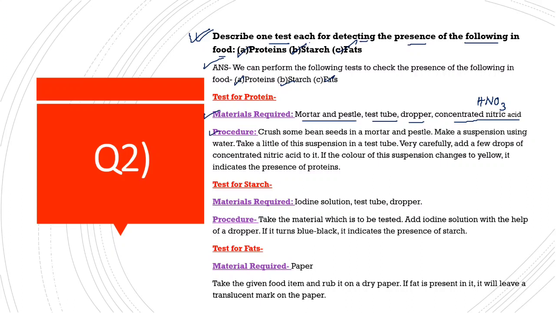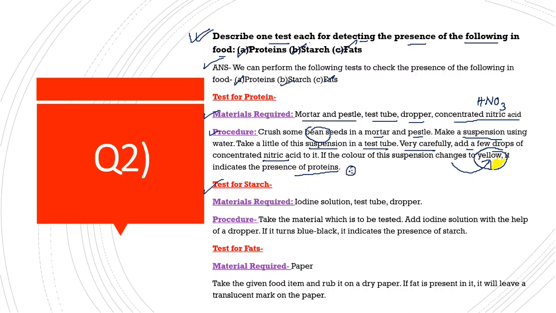We will do the test by crushing some bean seeds in a mortar and pestle, and then we will make a suspension using water. Now take a little of this suspension in the test tube and very carefully add a few drops of concentrated nitric acid to it. If the color of the suspension changes to yellow, it indicates the presence of proteins. Clear? Okay, then make a big smiley.